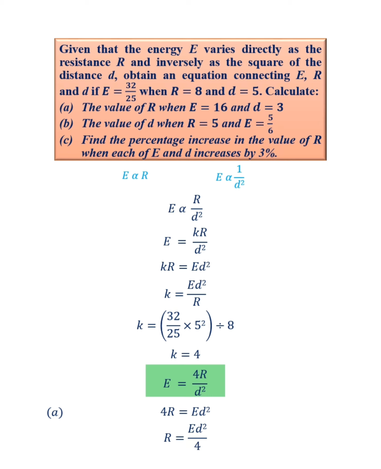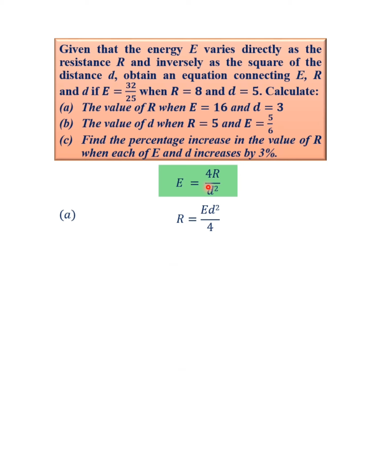Let's go to the next page. This is the relationship. I've repeated it. This is the formula for R we've derived by making it subject of the formula. E is 16 and D is 3. Let's put the values. So R equals 16 times 3 squared all over 4. Then R becomes 4 times 9.